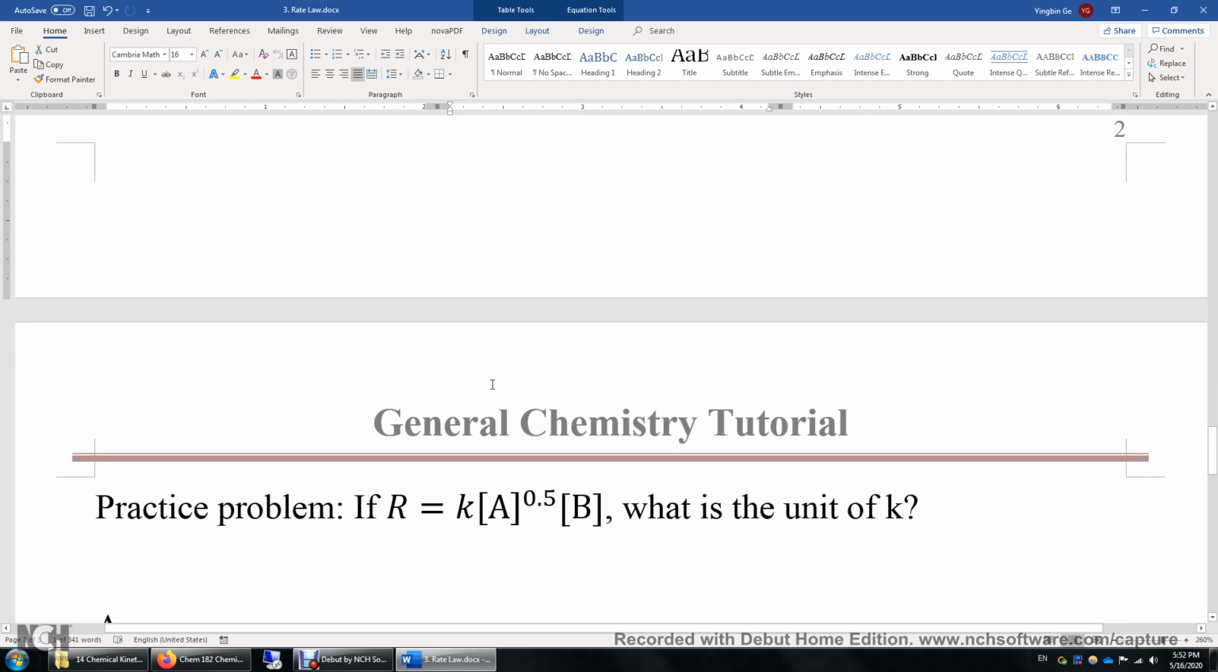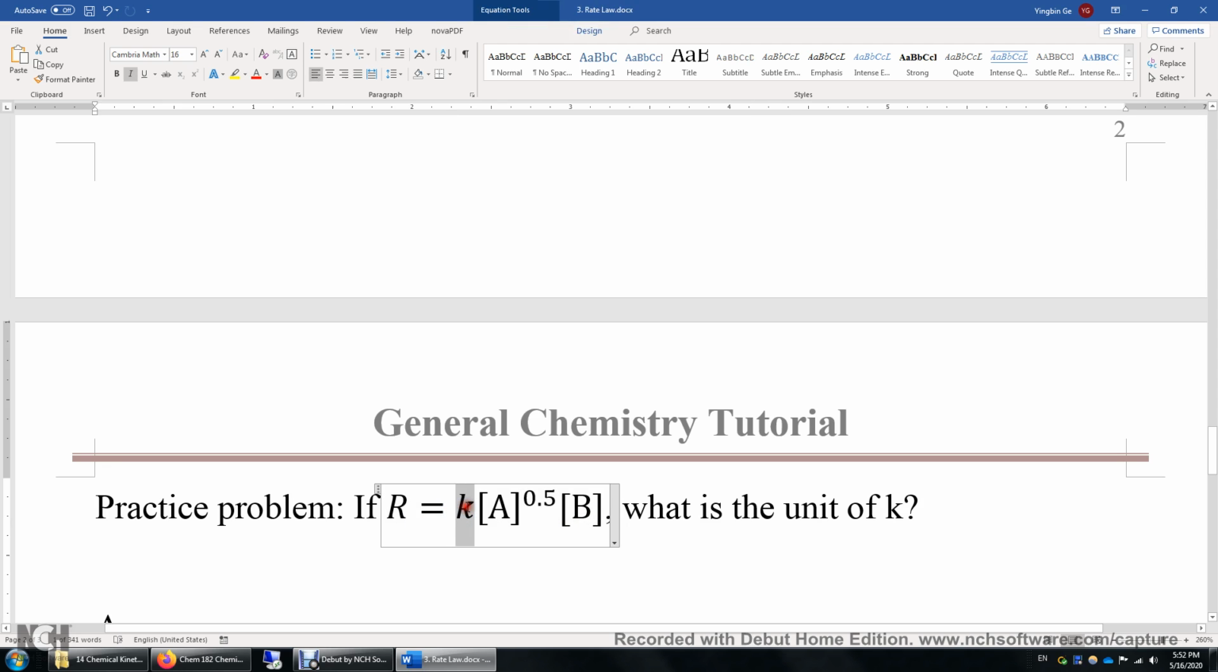A couple more practice problems. What if we have a weird expression of the reaction rate? Let's say R equals K times A to the power of 0.5 times B. What's the unit of K? First, this reaction is 0.5 order with respect to A and first order with respect to B. Overall, it's 1.5 order. Then let's do dimensional analysis.